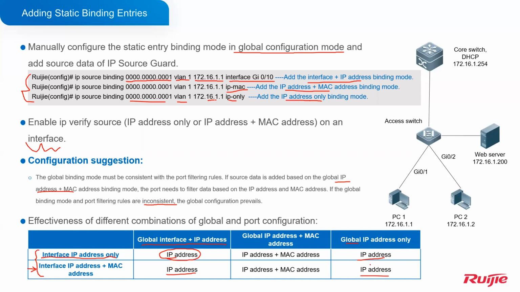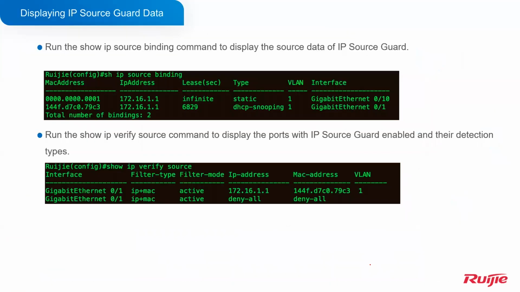Okay, and next, let's see. After finishing the configuration, what we should do is to check the result. To check the results, here are two commands. Run the show IP source binding command to display the source data of IP source guard. As you can see here, with show IP source binding, you can see two entries: the MAC, IP, the VLAN, and the interface.